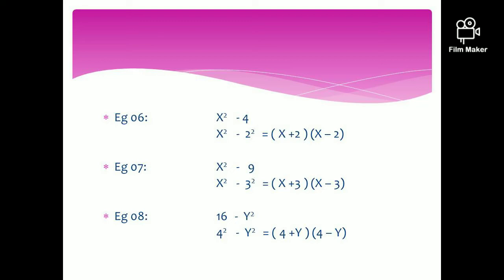The next question. x squared minus 9. We know that 9 is 3 squared. Therefore, you can write x squared minus 3 squared. So, what is the answer? x plus 3 into x minus 3. In the next example, it is 16 minus y squared. We know that 16 is a square number. We can write 16 as 4 squared. That one you can say 4 squared minus y squared, 4 plus y into 4 minus y.